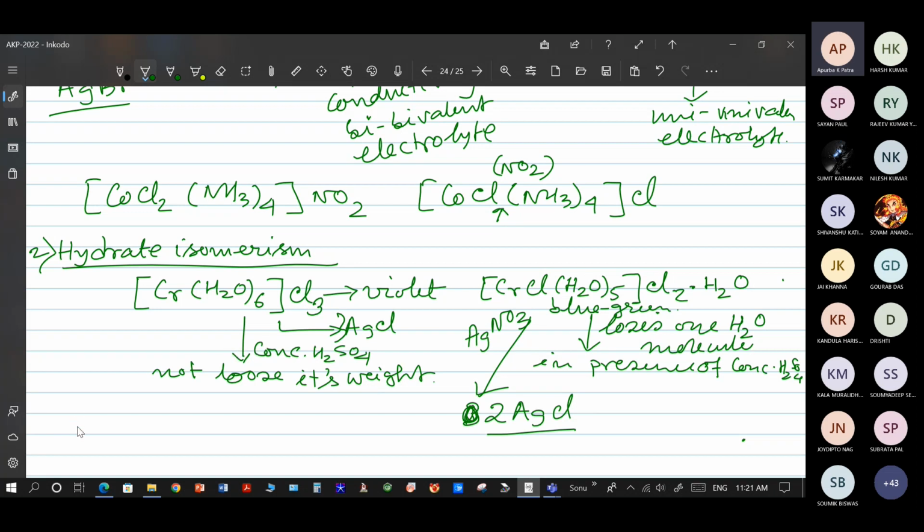Similarly, in case of this compound, we are going to find out another one. So this is the 4 H2O, and then you have 1 Cl and 2 water molecules. If you take this compound in presence of concentrated H2SO4, we are going to see that here 2 molecules of water are lost. In this case, 1 molecule of water is lost, because you can calculate the molecular weight and how much you are going to expect.